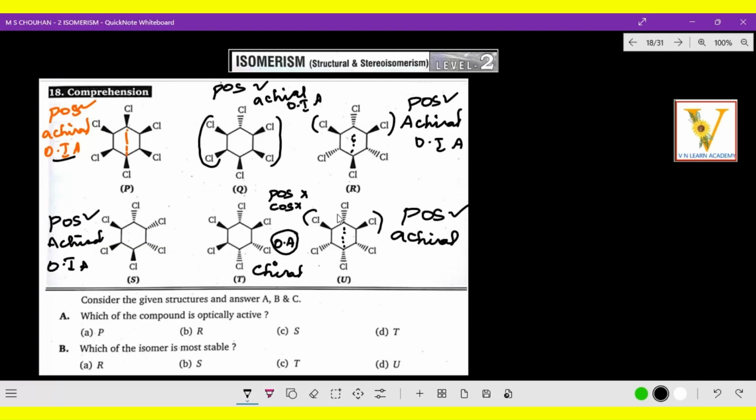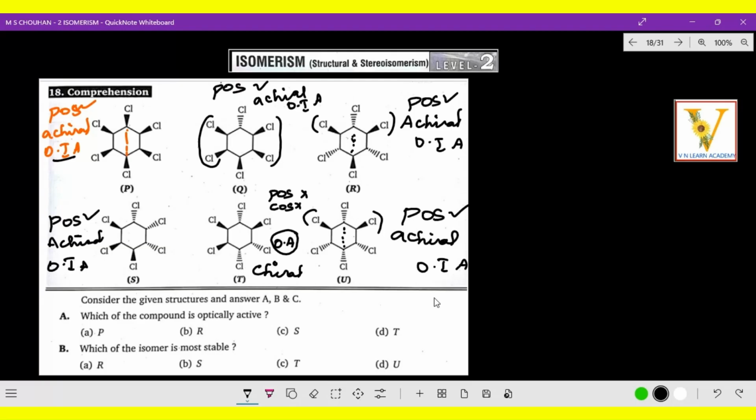So you are getting what it is, Cl. That means POS is present, so it is achiral, right? Achiral means optically inactive, right? Now at this point, what is the question asking? Which of the compounds is optically active: P, Q, S, and T?